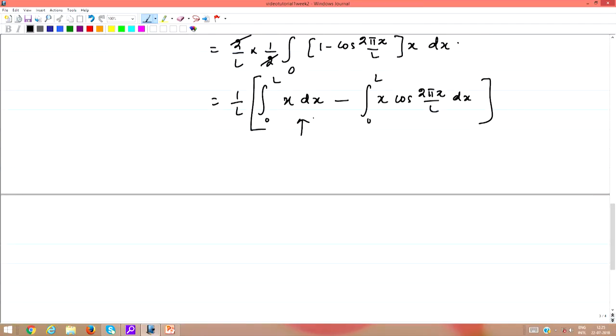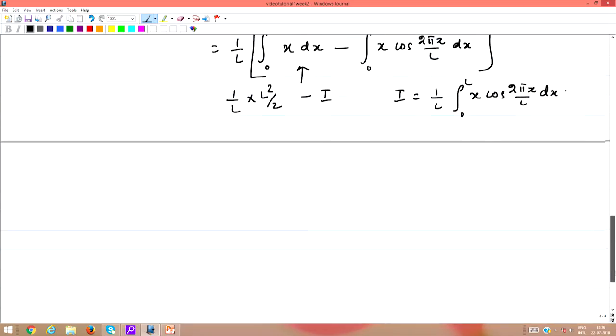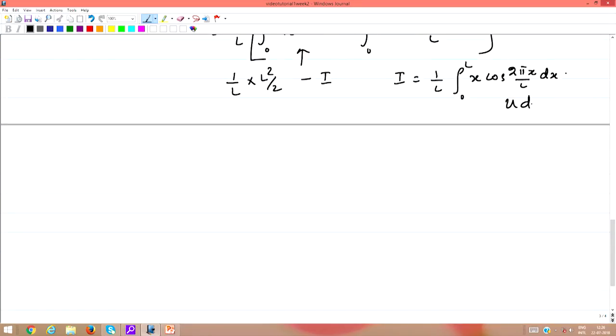This is well known, it is x square by 2, and between the limits 0 and L it gives you L square by 2. Okay. The second integral is 1 by L, we call it I, and I is 1 by L, integral 0 to L, x cos 2 pi x by L dx. Okay. Now, calculate this integral using the u dv formula, the process for solving the integral.